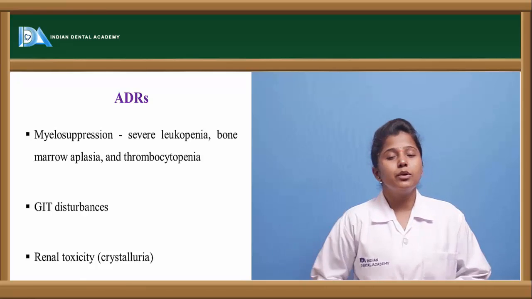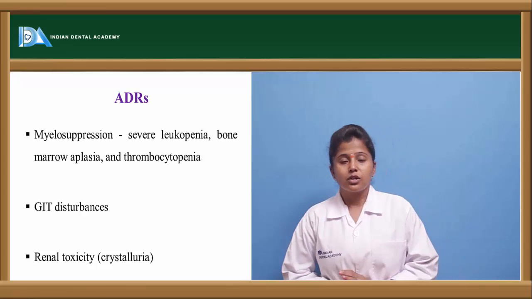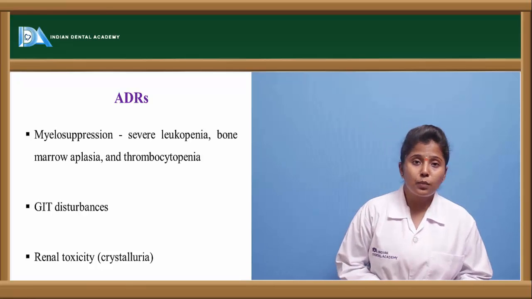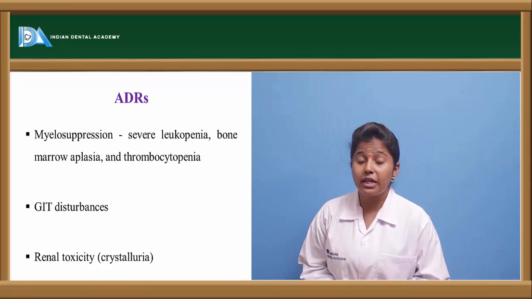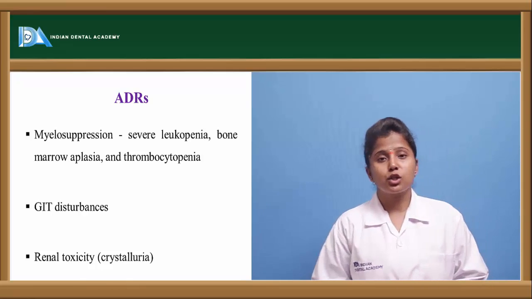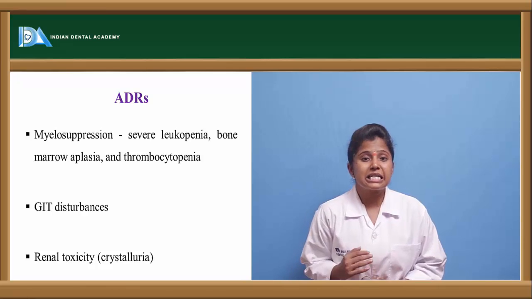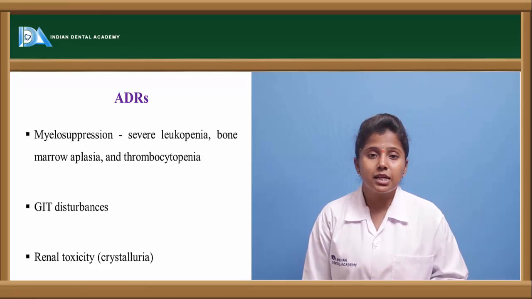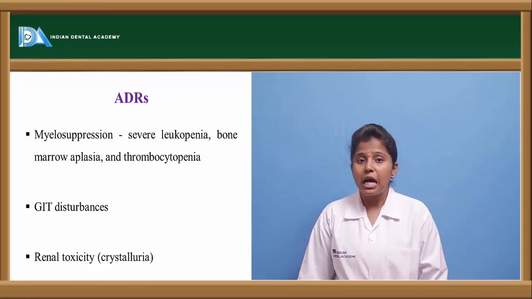Let us see what the adverse effects of this methotrexate are. The first is myelosuppression. The immune system will be suppressed, and because of that suppression there will be severe leukopenia. Leukopenia is nothing but a decreased count of leukocytes. The leukocyte count will be reduced and thereby the immune system will be weakened, and there is bone marrow aplasia. Bone marrow is a place where the blood cells are synthesized, so bone marrow suppression takes place. There is also thrombocytopenia, that is a decrease in the count of platelets or thrombocytes, and it causes GI disturbances and even renal toxicity.